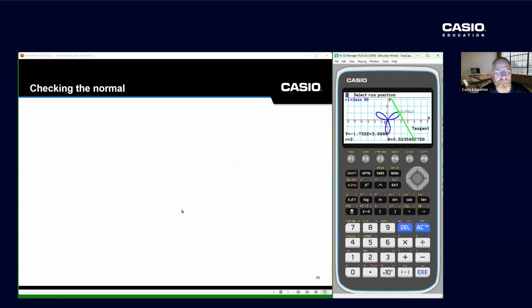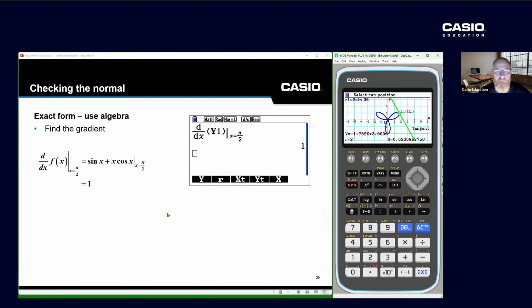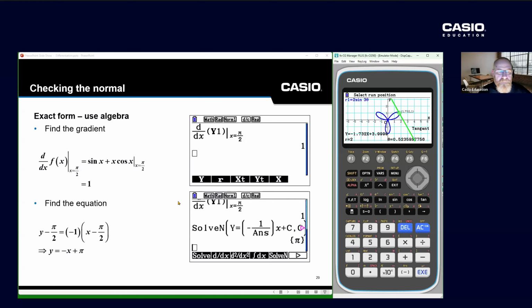So in order to do that, let's have a go at checking the normal. You can use algebra, which means that you differentiate your function and substitute pi over 2, which then gives you the value of 1, which makes sense if you've got negative x plus pi. You could differentiate at a point. Okay, so because we have graphed it, we can use graph notation. So that's confirming that at pi over 2, we've got a gradient of 1.